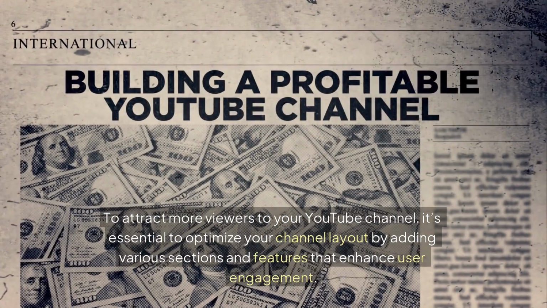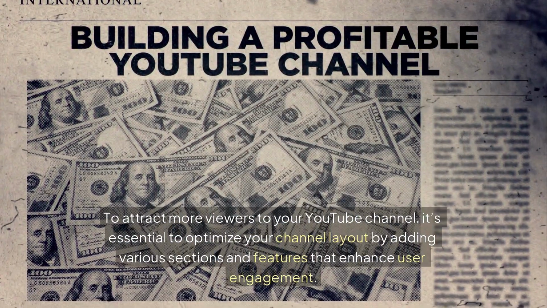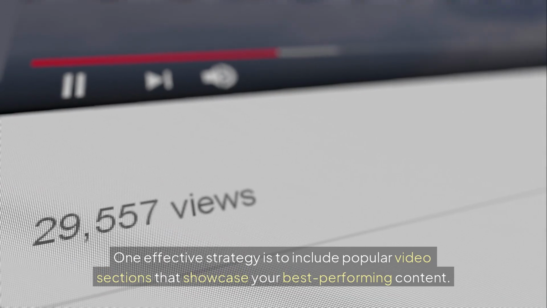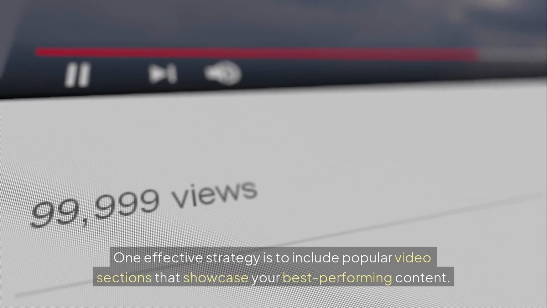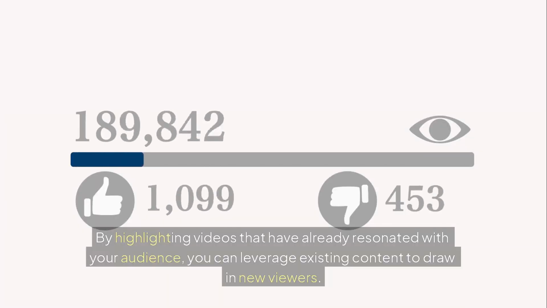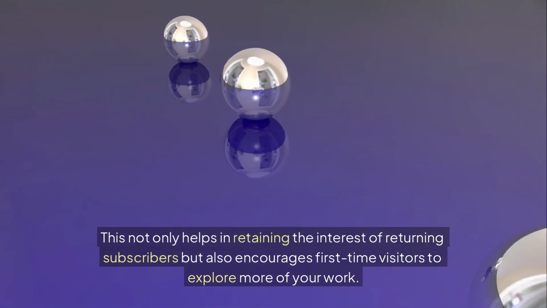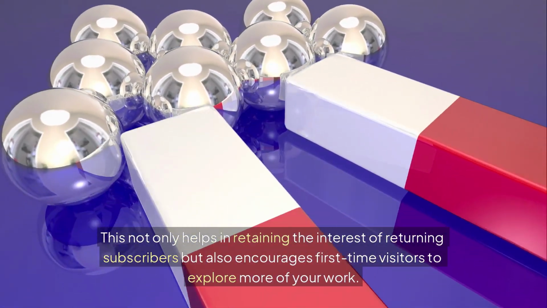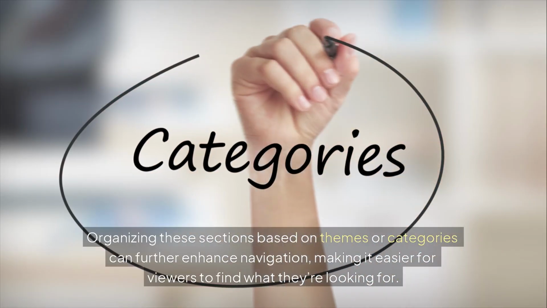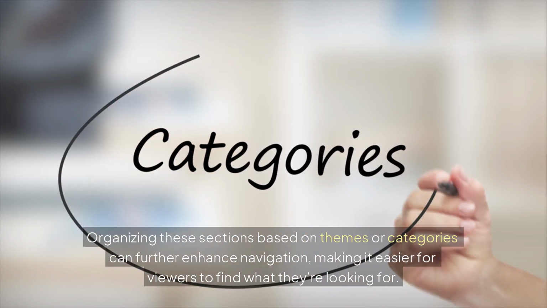To attract more viewers to your YouTube channel, it's essential to optimize your channel layout by adding various sections and features that enhance user engagement. One effective strategy is to include popular video sections that showcase your best performing content. By highlighting videos that have already resonated with your audience, you can leverage existing content to draw in new viewers. This not only helps in retaining the interest of returning subscribers, but also encourages first-time visitors to explore more of your work. Organizing these sections based on themes or categories can further enhance navigation, making it easier for viewers to find what they're looking for.